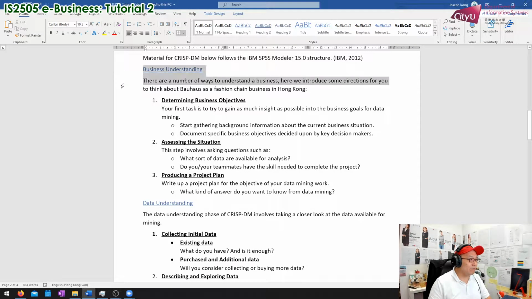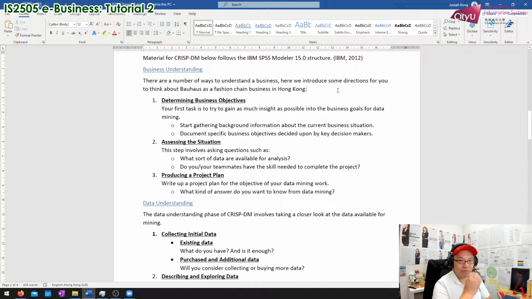Now, business understanding. Every company doesn't do business for fun. They do business with an objective. Different companies may have their own different business objectives. For example, if you ask a bus company in Hong Kong, maybe their objective is to provide a good service to passengers, deliver passengers on time, and provide a safe trip to their passengers. These may be their business objectives.